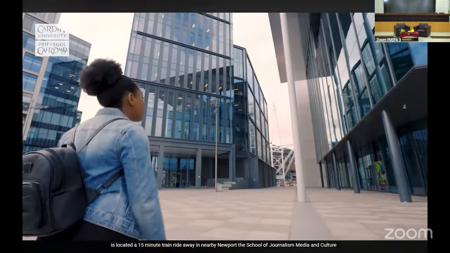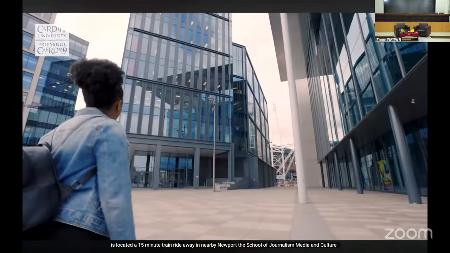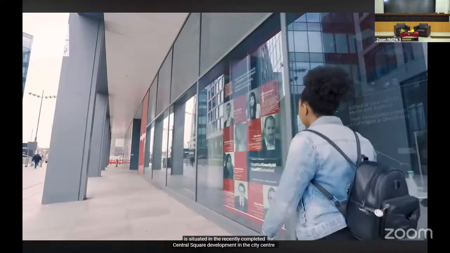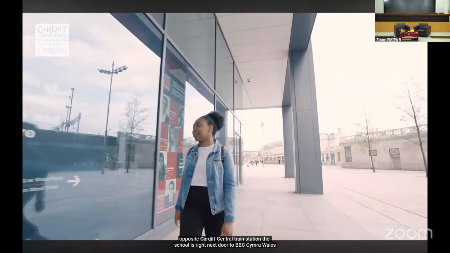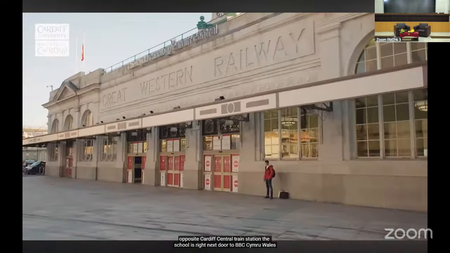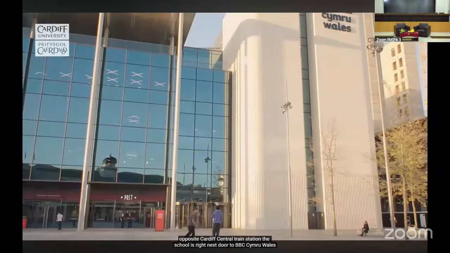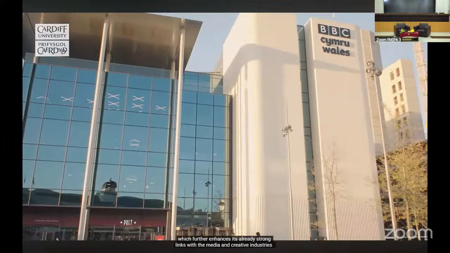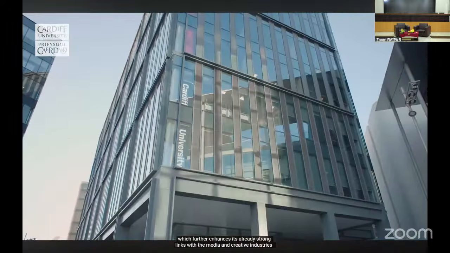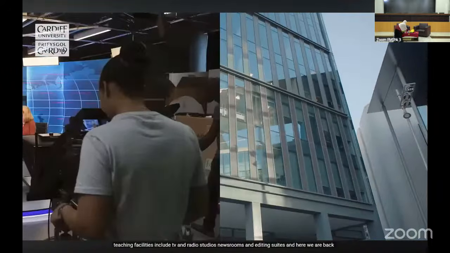The School of Journalism, Media and Culture is situated in the recently completed Central Square development in the city centre, opposite Cardiff Central train station. The school is right next door to BBC Cymru Wales, which further enhances its already strong links with the media and creative industries. Teaching facilities include TV and radio studios, newsrooms and editing suites.